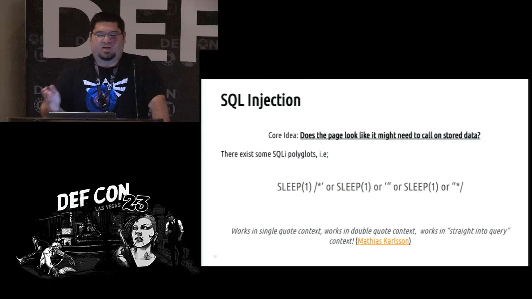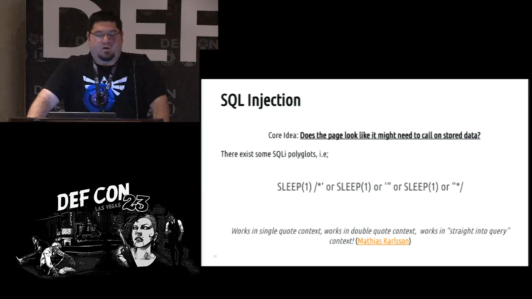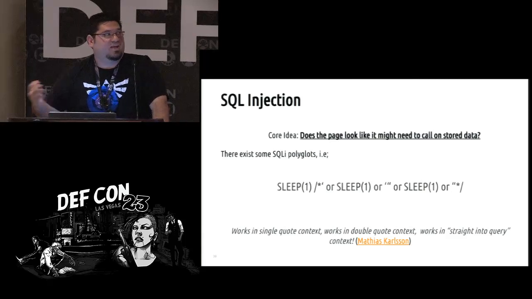The core idea, does the page look like it might need to call on some stored data? Obviously. This is Matthias's SQLi polyglot, where it'll execute in single quote, double quote, and straight into query context. So I'd seen a lot of cross-site scripting polyglots. And you remember, these are things that scanners are starting to do, right? They don't want to send a million fuzzing payloads to a parameter because you have like 8 million parameters on a page, so it just takes forever to scan things, right?